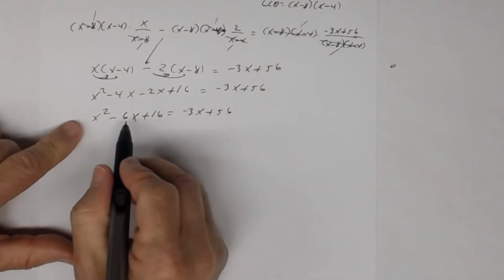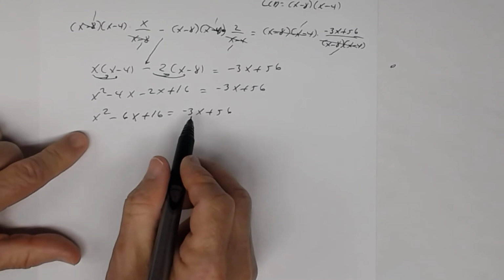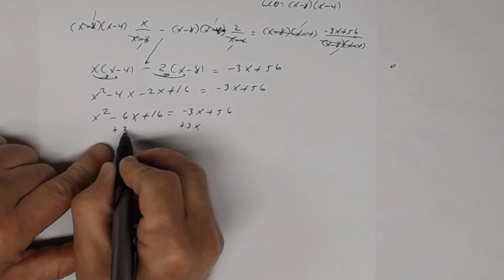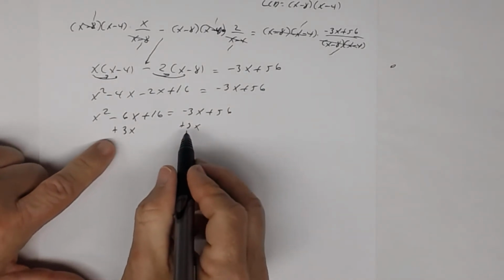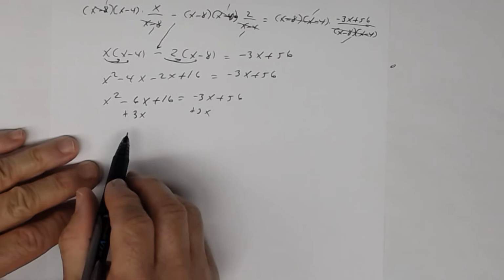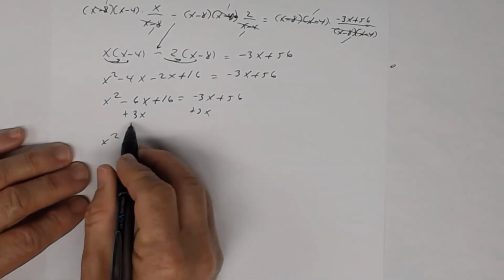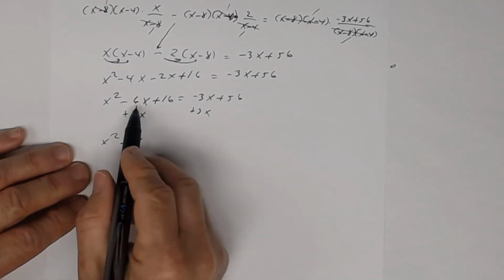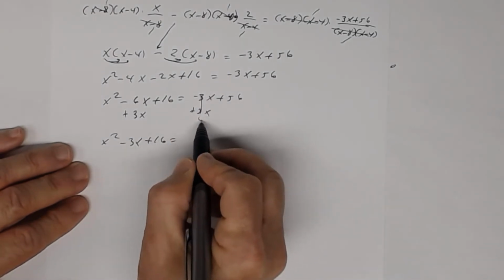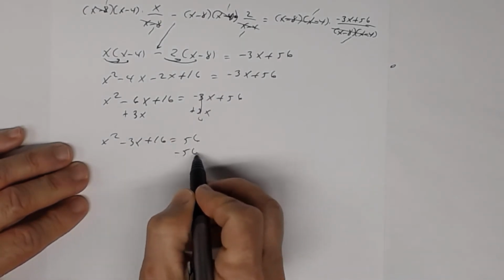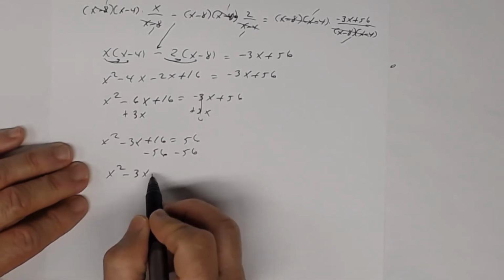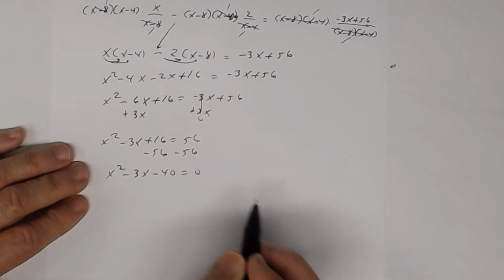Combining like terms, I get x squared minus 6x plus 16 equal negative 3x plus 56, right? Okay, so let's bring all the terms to one side. So when I do that, now just be careful. You're going to add 3x to both sides. All right, so you may want to physically do this by writing it. So you get x squared minus 3x and then plus 16 equal, and that's 0, you get 56. Then subtract 56 from both sides. You get x squared minus 3x minus 40 equal 0.